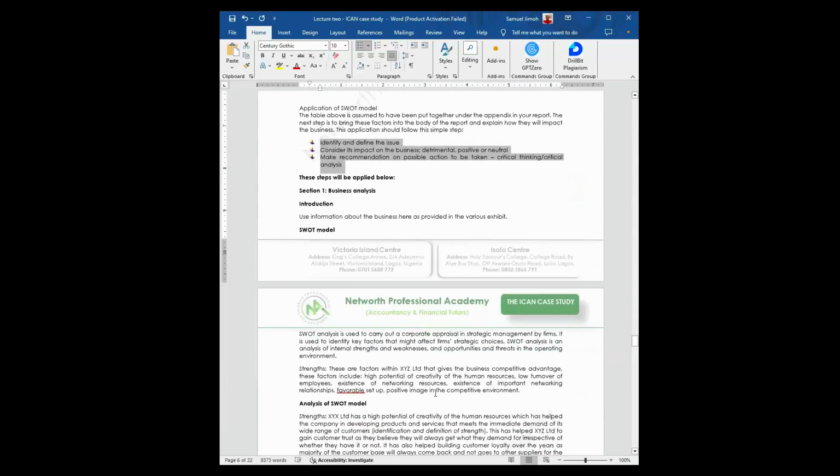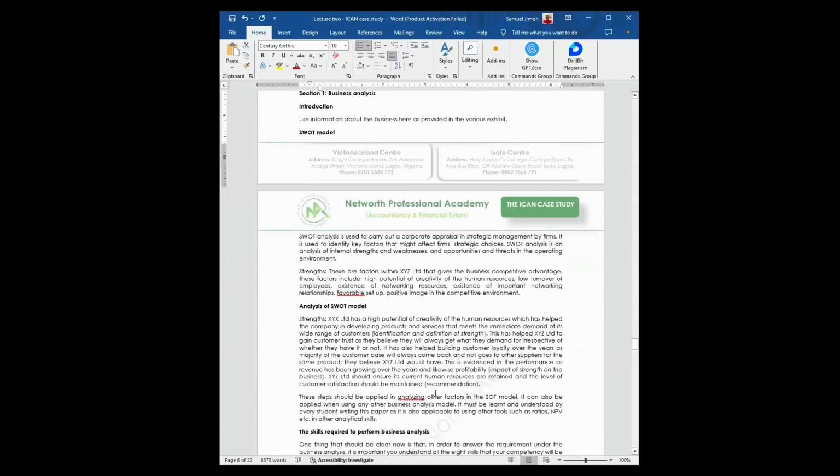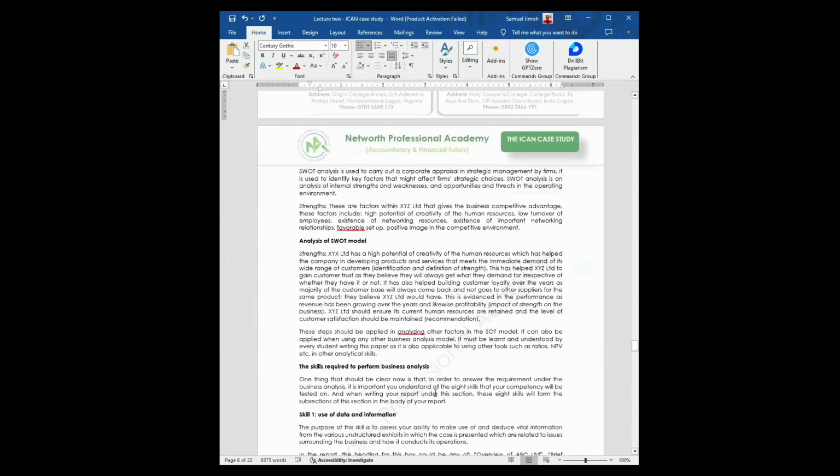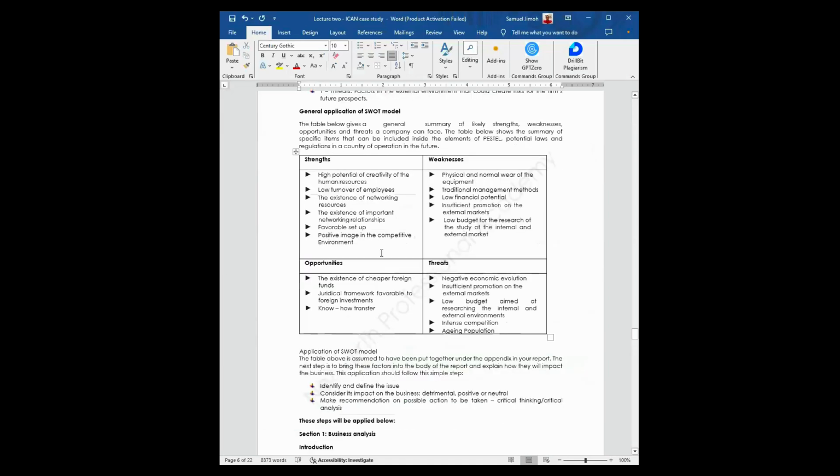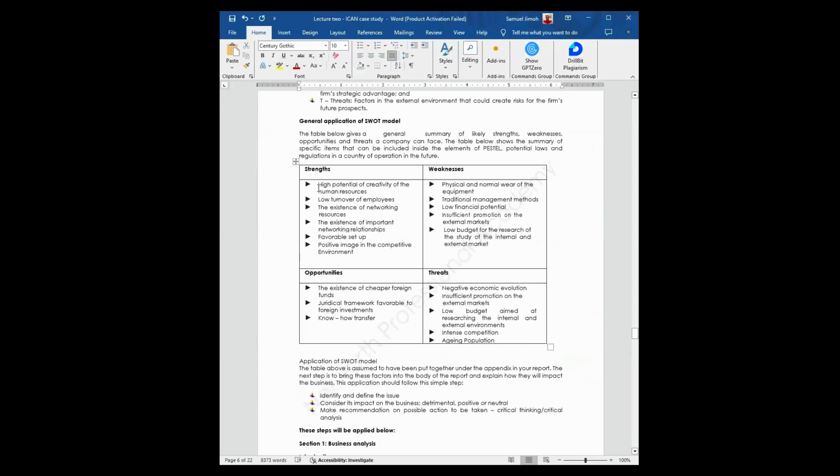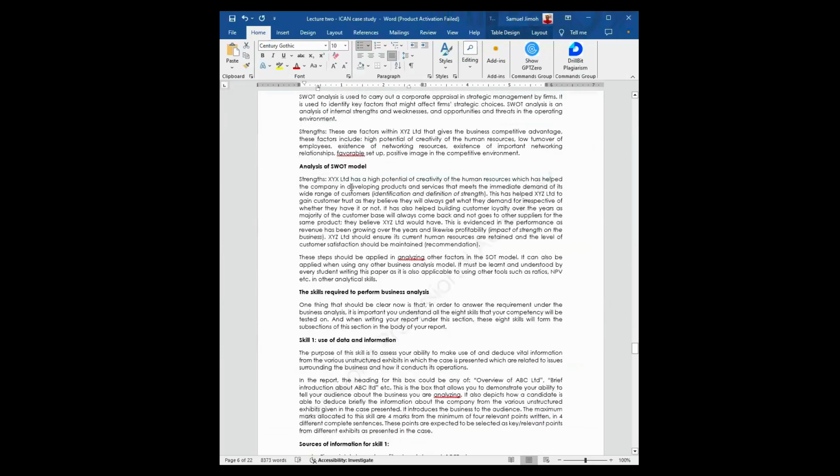Let's say that you have identified this strength in the business. This might just be your appendix. Let's say this is appendix one you have created for a SWOT model. You have strengths, weaknesses, opportunities, and threats. And you want to discuss this high potential creativity of the human resources.